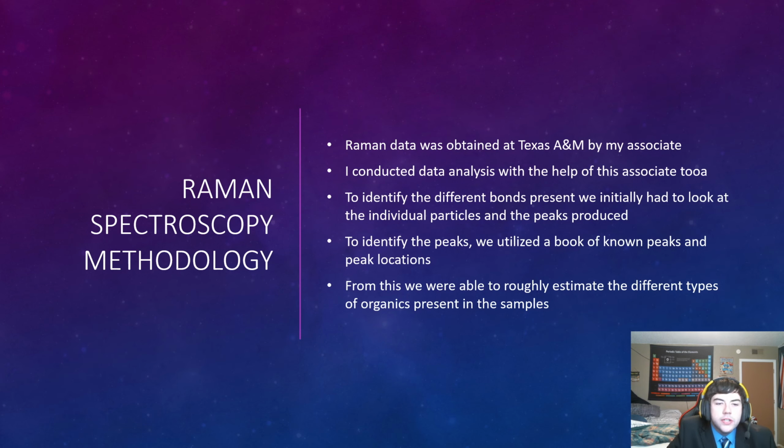So now we'll go on to the Raman spectroscopy methodology. Our Raman data was obtained at Texas A&M by one of my previous associates. I conducted the data analysis of this with the help of this associate too. To identify the different bonds present, we initially had to look at the individual particles and the peaks that they produced. We then identified those peaks using a book of known peaks and peak locations. From this, we were able to roughly get what organics are present and what types of bonds are present inside of the particles.